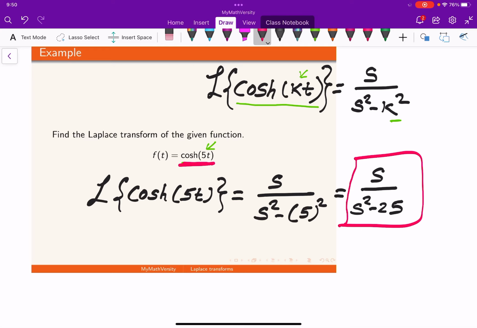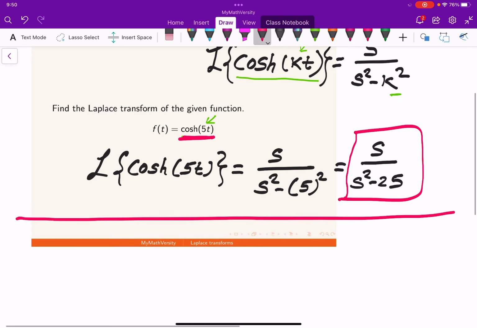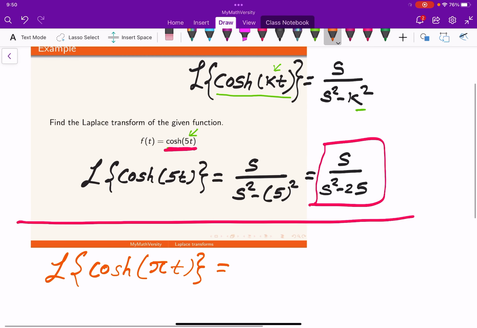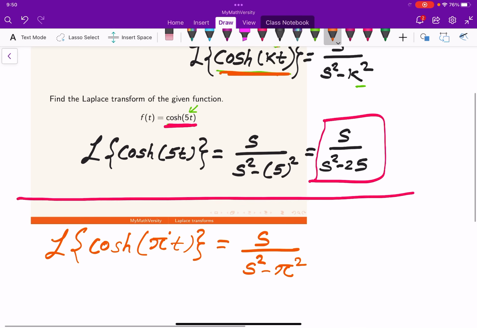But if you want to make sure that you get this one, let's try to work with some other hyperbolic cosine or similar function and then try to figure out the Laplace transform of that. So for example, the Laplace transform of hyperbolic cosine of pi t. So what should be the Laplace transform of this one? If we again compare with this one over here, the value of k should be pi, right? So if that is the case, s over s square minus pi square.